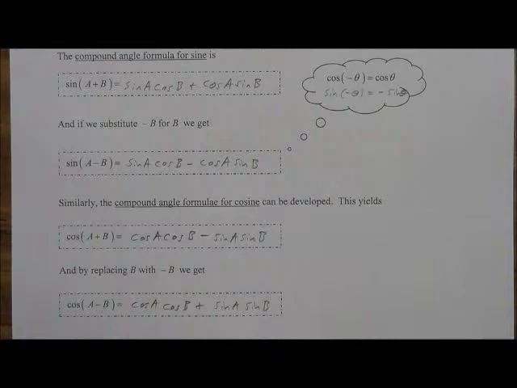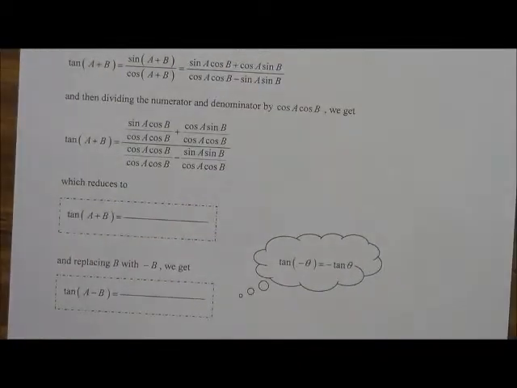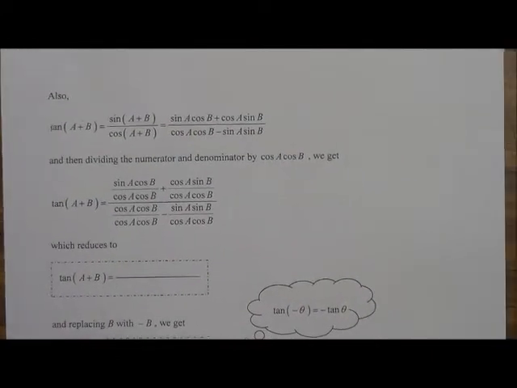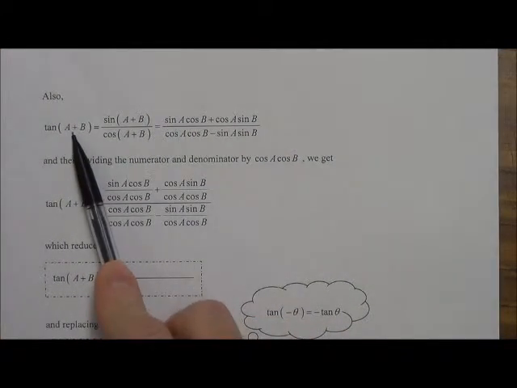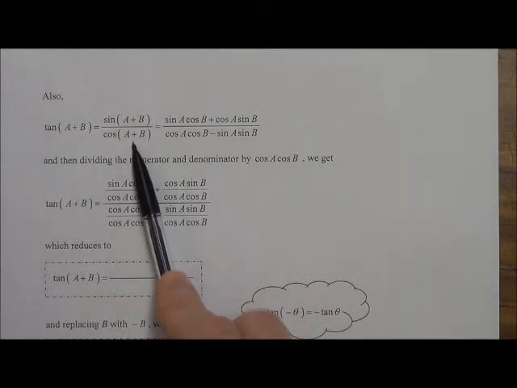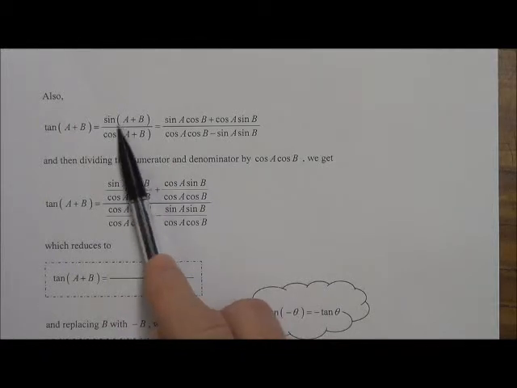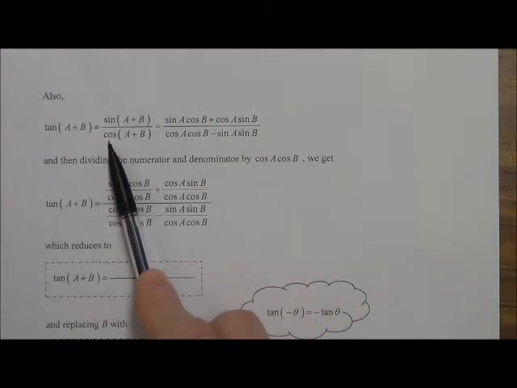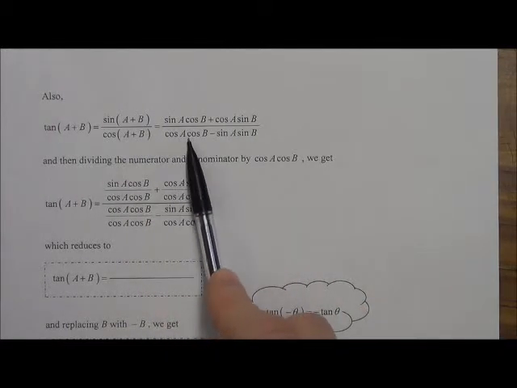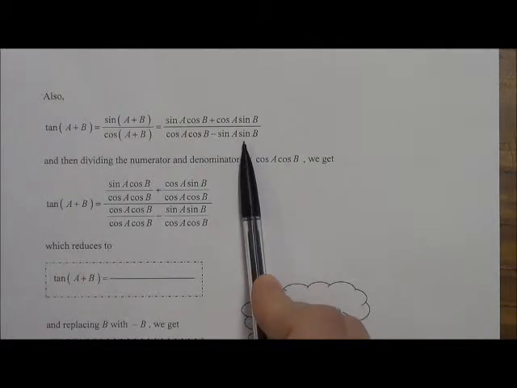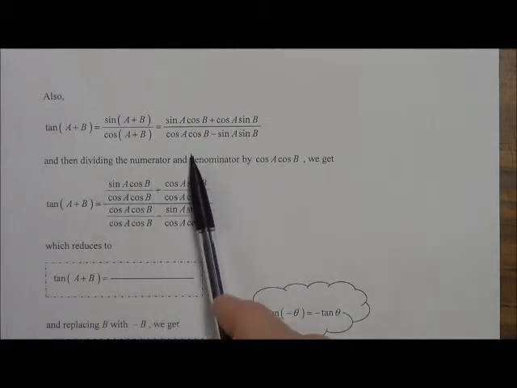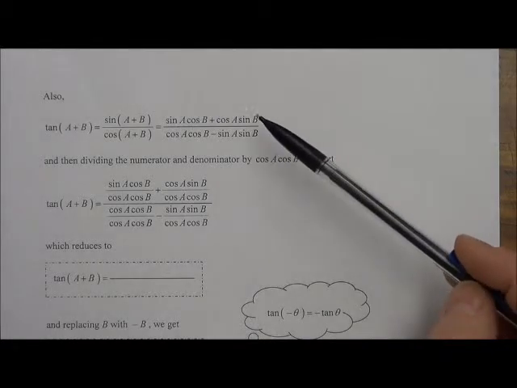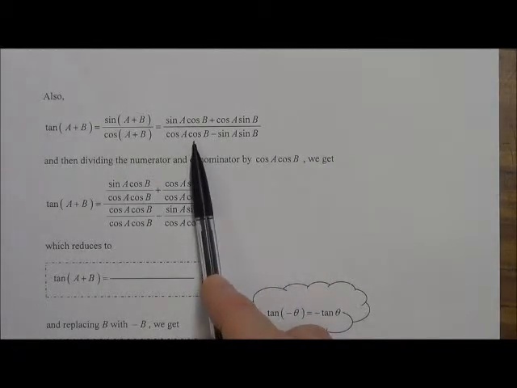Now, we don't just get to enjoy sine and cosine, we also get to look at the tangent ratio. So we know that tan theta is sine theta over cos theta. So tan of A plus B is sine of A plus B over cos of A plus B. And sine of A plus B is sine A cos B plus cos A sine B from page 1 of this lesson, and cos of A plus B is cos A cos B minus sine A sine B from the first page of this lesson. And then we divide the numerator and denominator by cos A cos B.